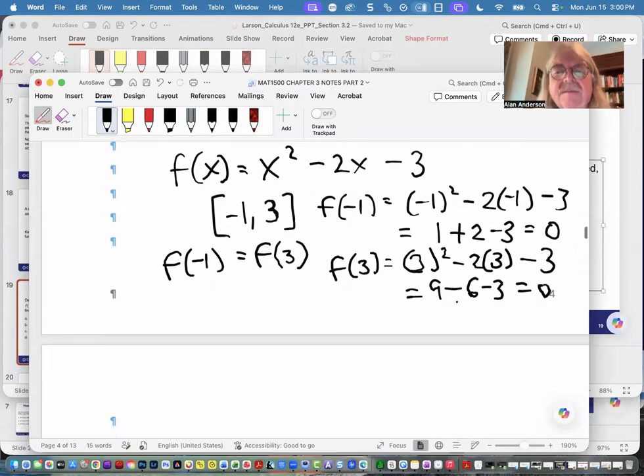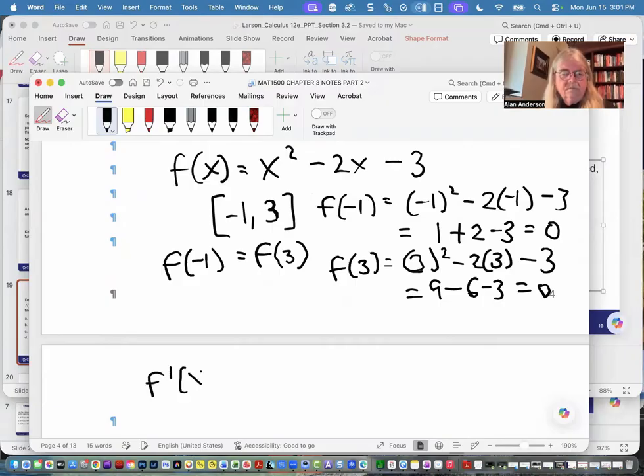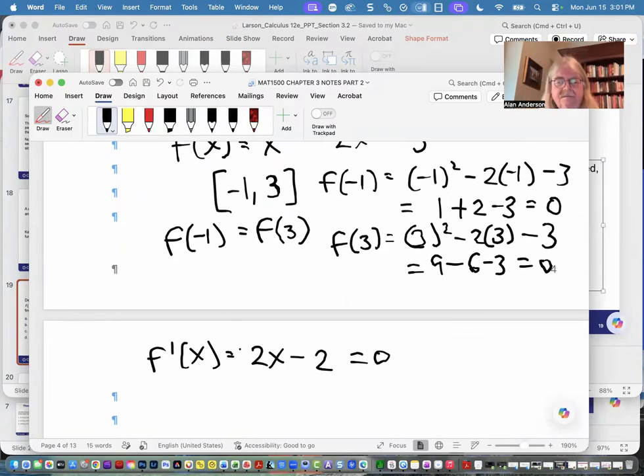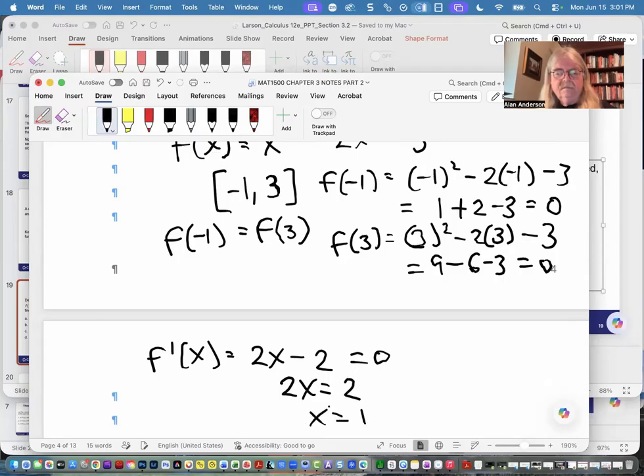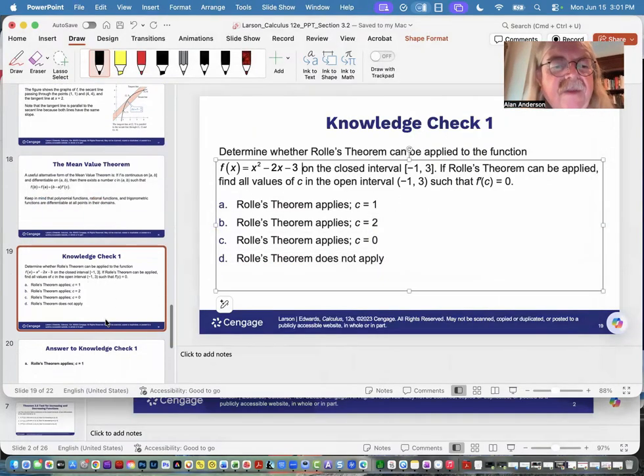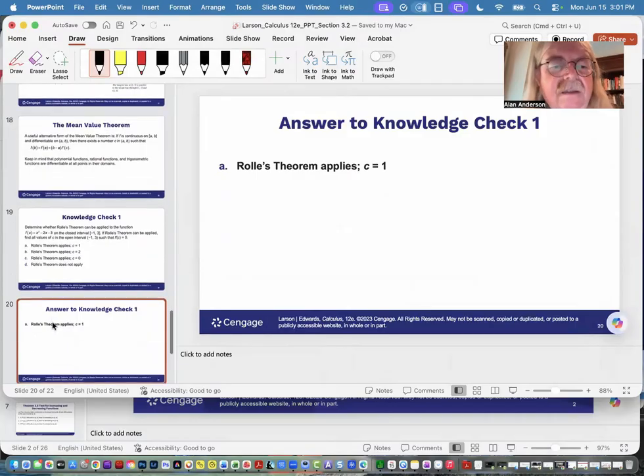Well, then the next step is to find the point where the tangent line is flat or horizontal. So we're going to set the first derivative equal to 0. And that'll be our C. All right, so the correct answer is Rolle's theorem is applied, C equals 1. So that's A. Okay, great.